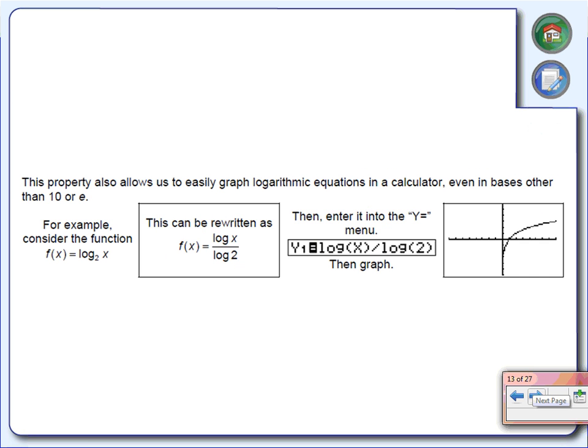So we can use this property in order to graph these logarithmic functions. For example, right now we cannot go to our y equals and type in log base 2 of x, right? We cannot do anything other than bases of 10. So we can get around that by using that change of base property. We can change log base 2 of x as log of x divided by log of 2, put that into y equals, and get its graph, which would be the same thing as the graph of log base 2 of x. So let's try that with a couple of these here.